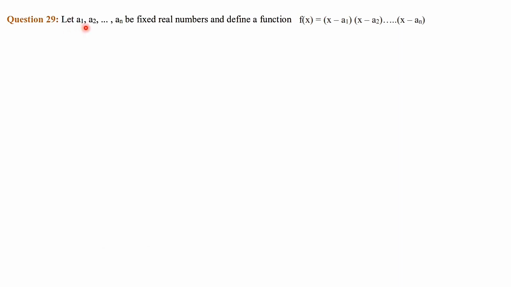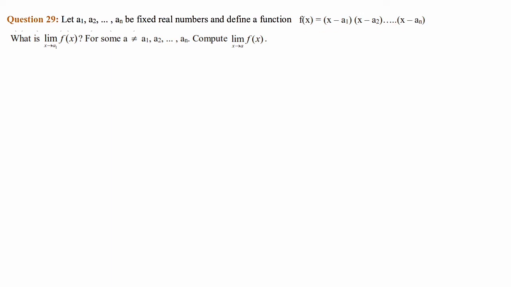Let a1, a2, etc. an be fixed real numbers and define a function f of x is equal to x minus a1 into x minus a2, etc. to x minus an. What is limit x tends to a1 f of x? For some a not equal to a1, a2, etc. an, compute limit x tends to a f of x. This is the question. So here a1, a2, etc. an are fixed real numbers and a function f of x is defined as x minus a1 into x minus a2, etc. into x minus an. So this is the function given to us.